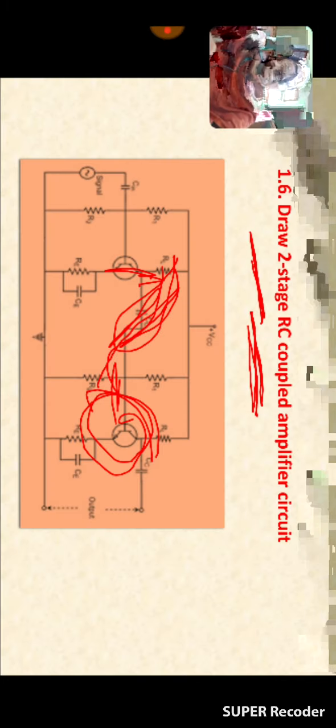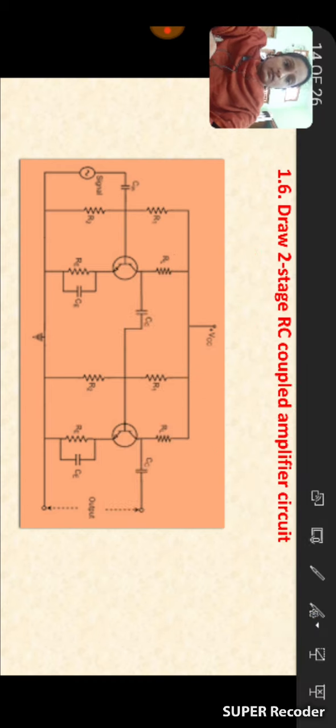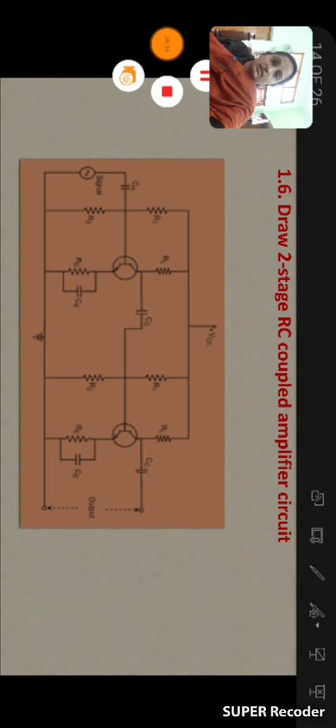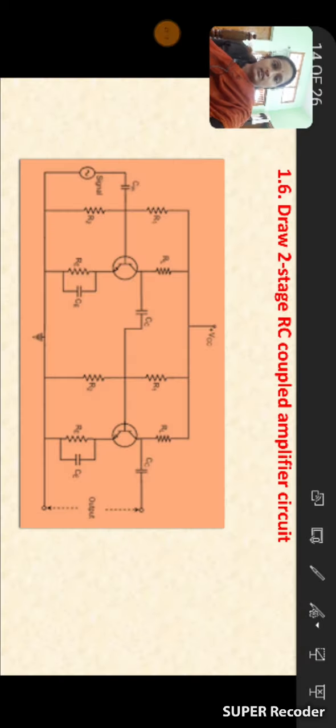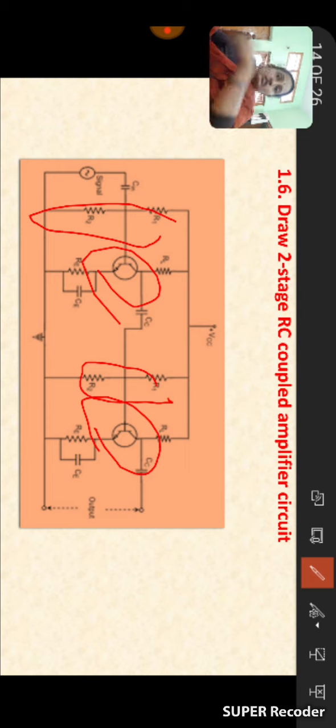And see here, under the construction, two transistors are there. This is the first one and this is the second one. Each and every transistor has two resistors, R1 and R2. What is the purpose of these two resistors? These two resistors are used for providing the biasing.